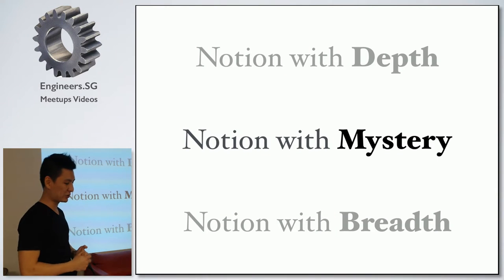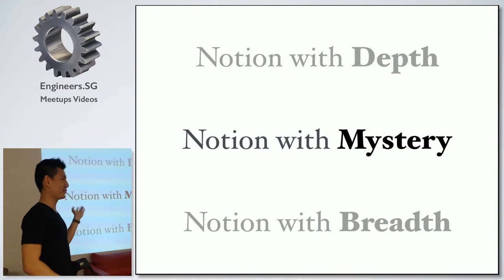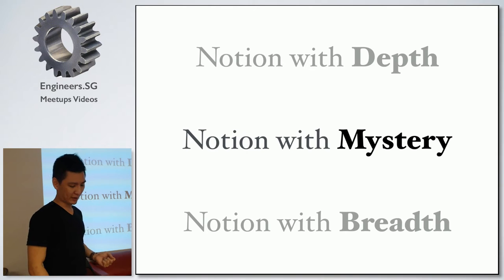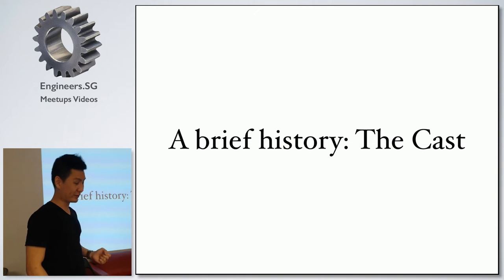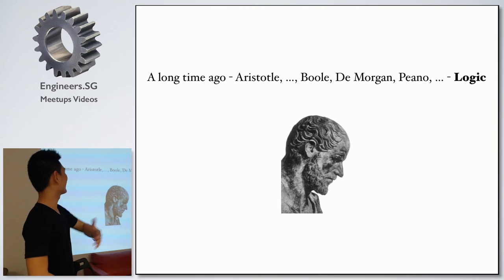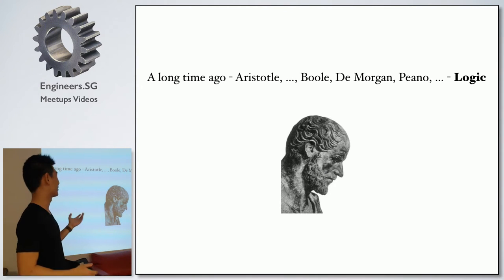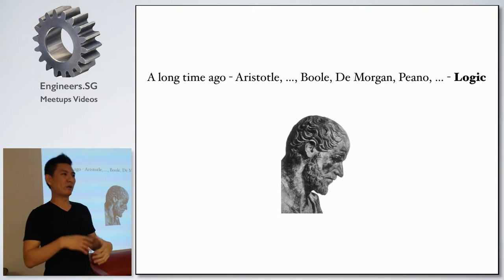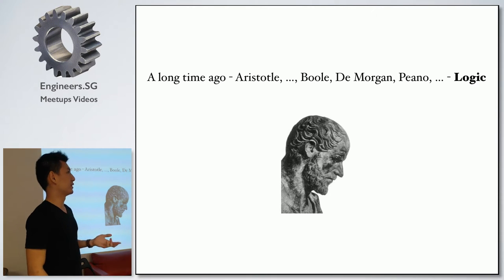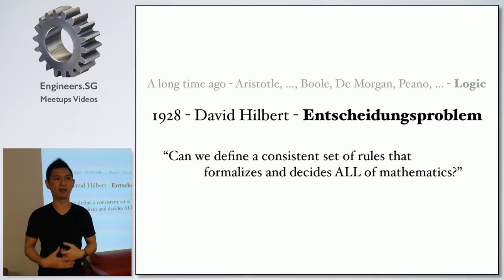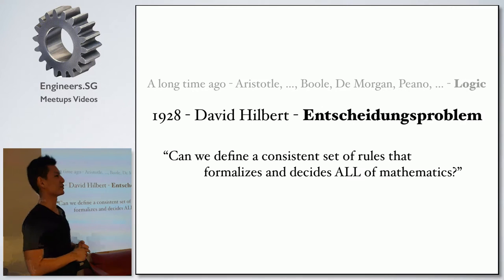And thirdly, it's also a notion with mystery. To explain why this is a mystery, I have to go into a bit of history in this whole story. There are a lot of people involved in the build-up of this story. Way back, the formulation of logic, Aristotle, and then a lot of people, and then in the 19th century, there was Boole, De Morgan, Peano. There wasn't really a formalization of logic up to maybe the 20th century, when David Hilbert came in and asked about this question, the Entscheidungsproblem.